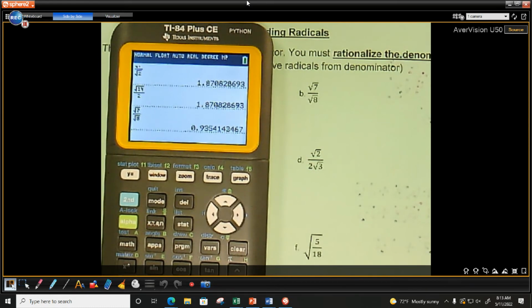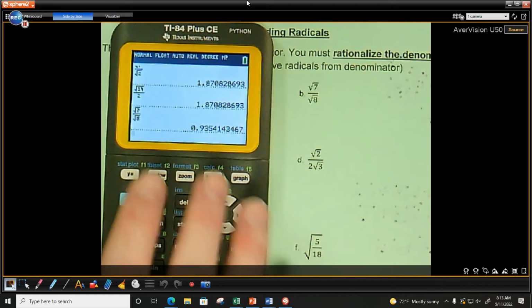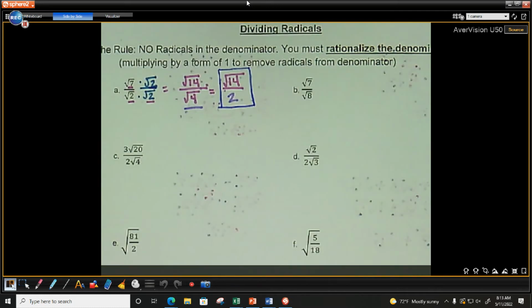Okay, can you simplify 7 over 8? Because they're both under the radical, right? So if you could simplify, you would. Are either of those perfect squares? No. Is 7 divisible by a perfect square? No. Is 8 divisible by a perfect square? Yes. So we are going to simplify our perfect square first.